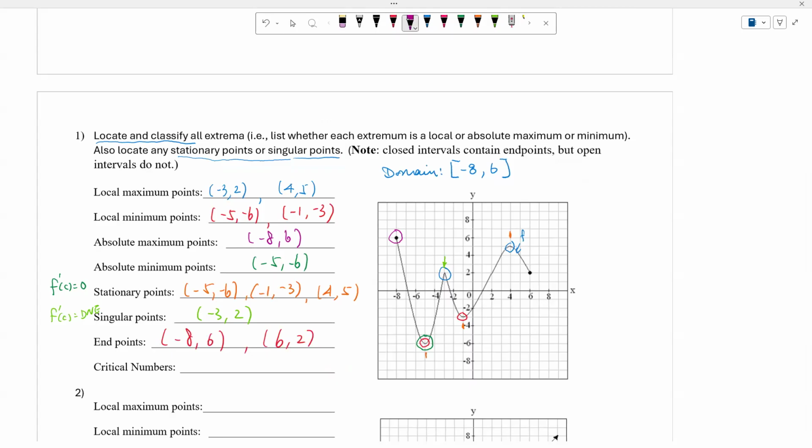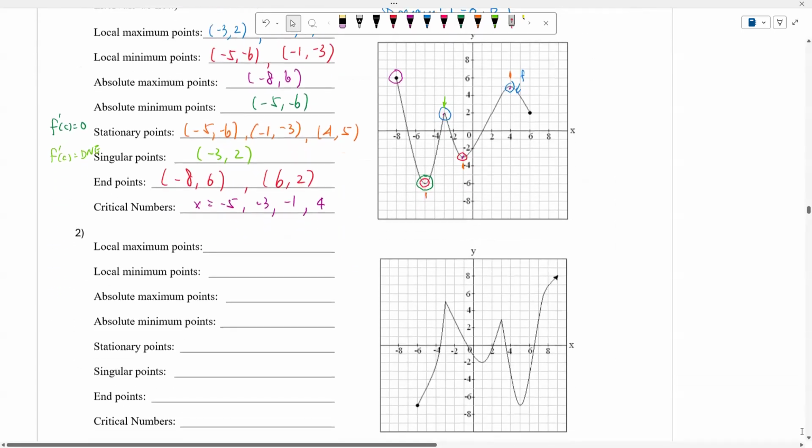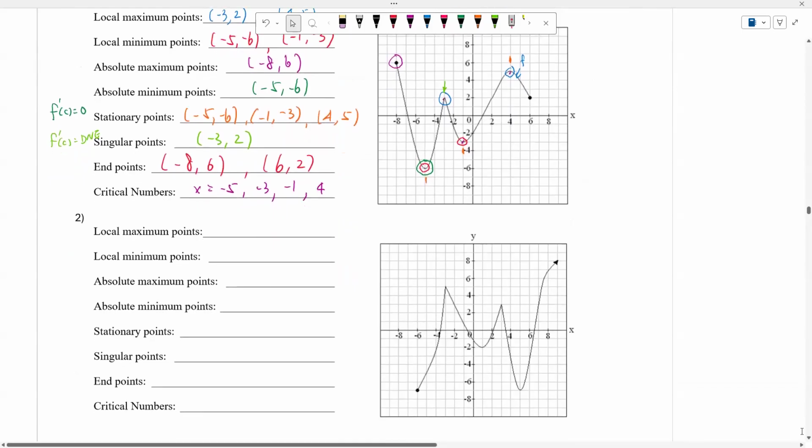And how many critical numbers do I have? Of course, I will have 1, 2, 3, and 4. Okay, so those are x equal to -5, -3, -1, and 4. Okay, so now then try to see if you could work on the next example now.